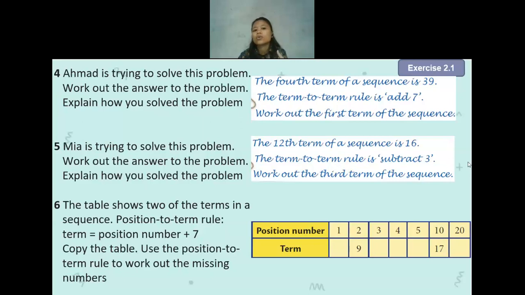Ahmad is trying to solve this problem. This is the problem. The fourth term of a sequence is 39. The term to term rule is add 7. Work out the first term of the sequence. So what do we have to do first?